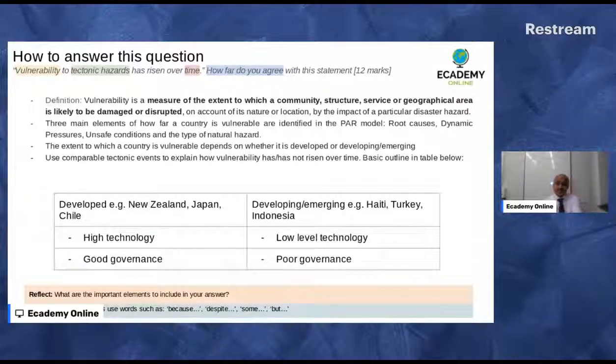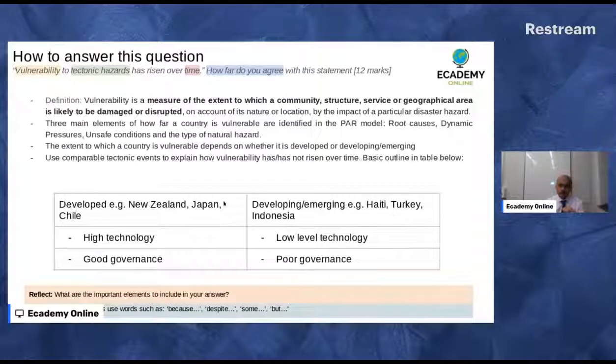So in Haiti's case, they don't even have a government, right? If they don't have a government, they don't have any systems in place. There's no evacuation plan. There's no education of the people that are living there. People are not aware of building practices, right? And that adds to the pressures and adds to the unsafe conditions in which people find themselves.